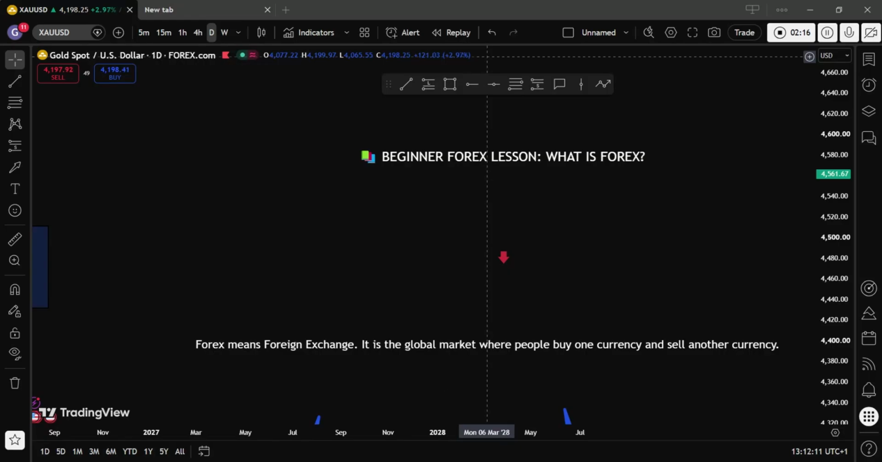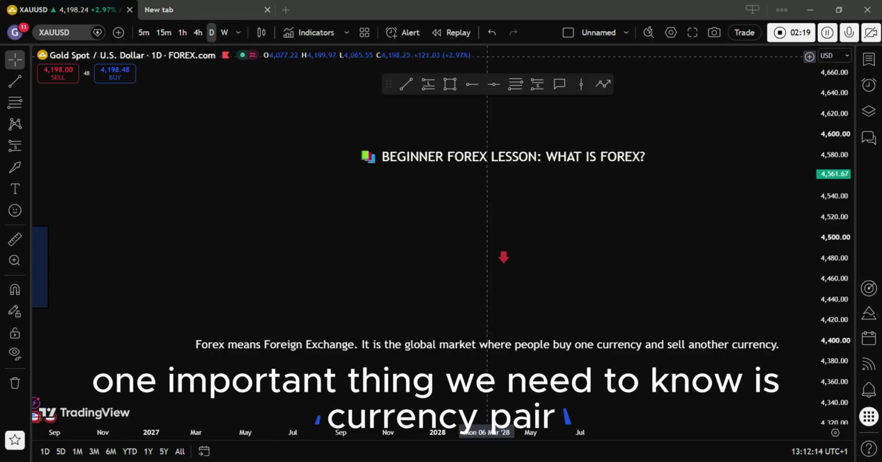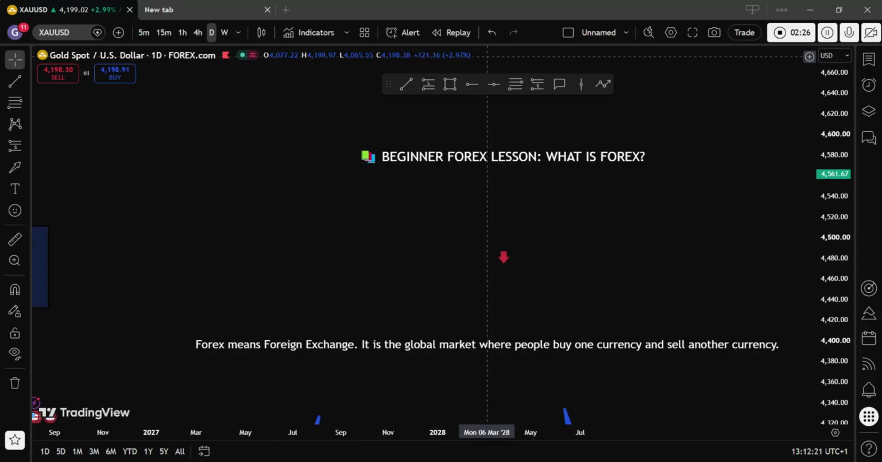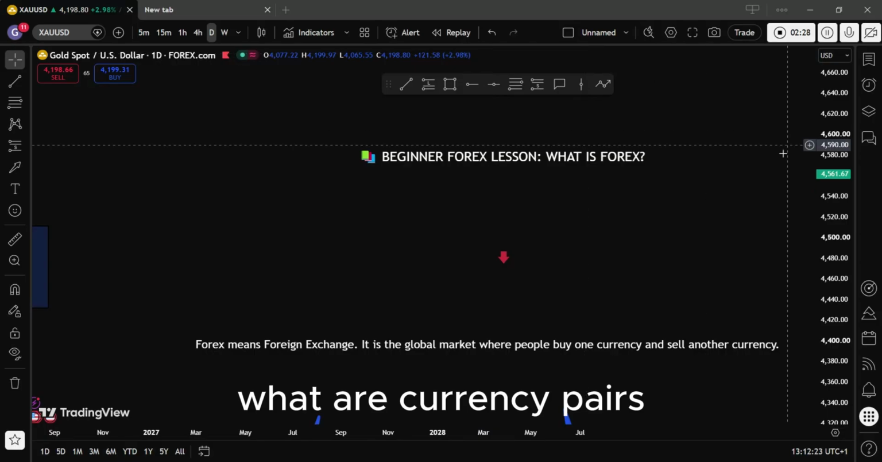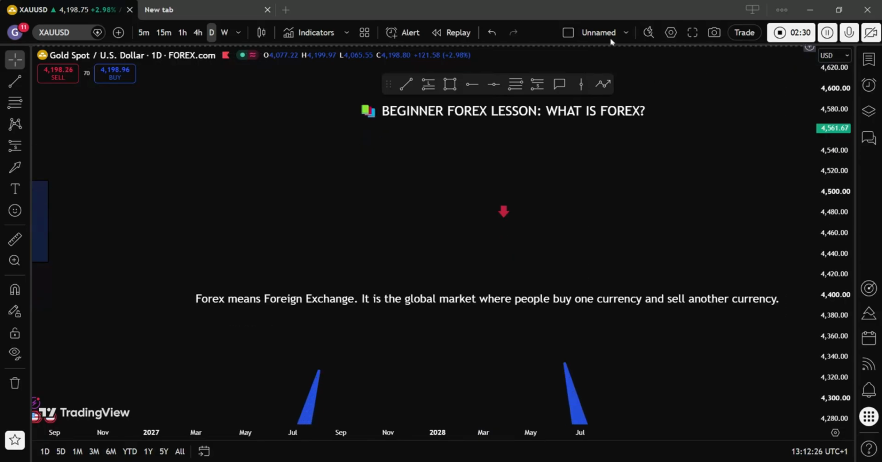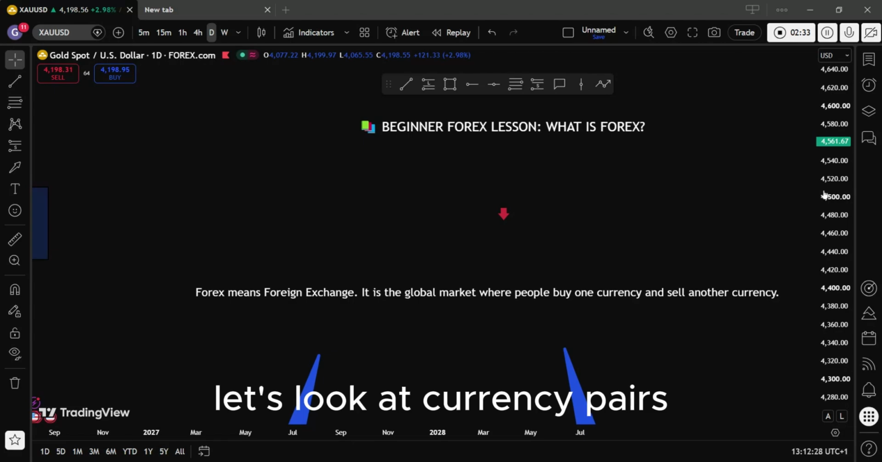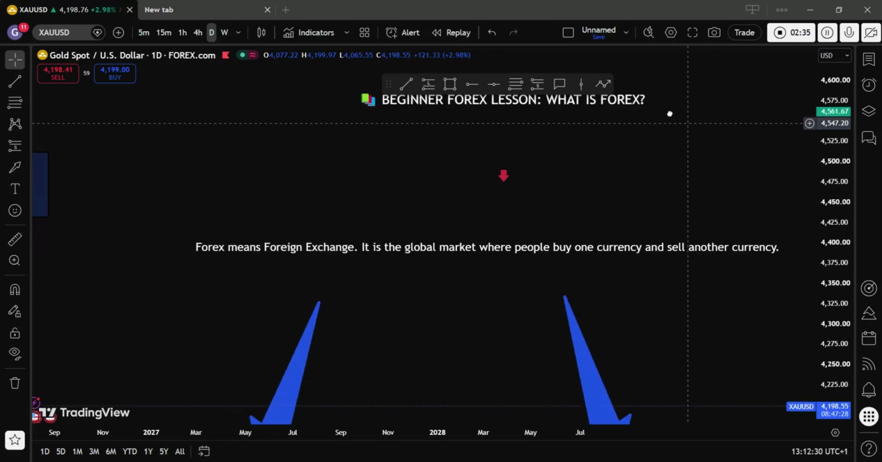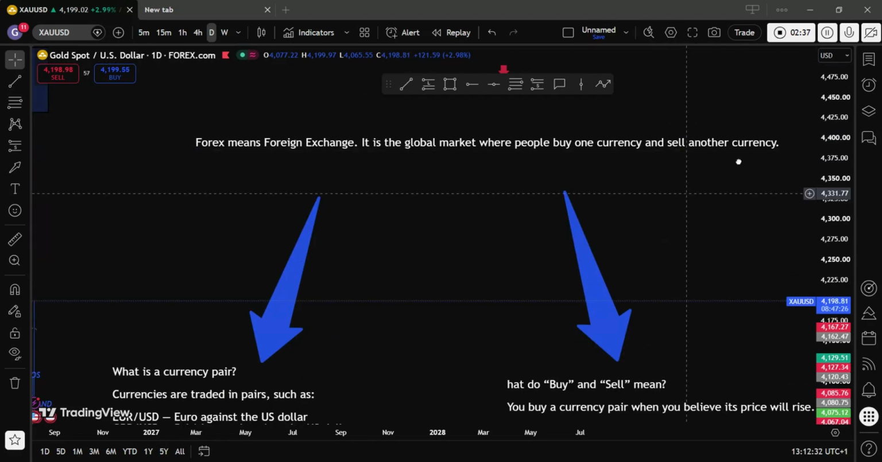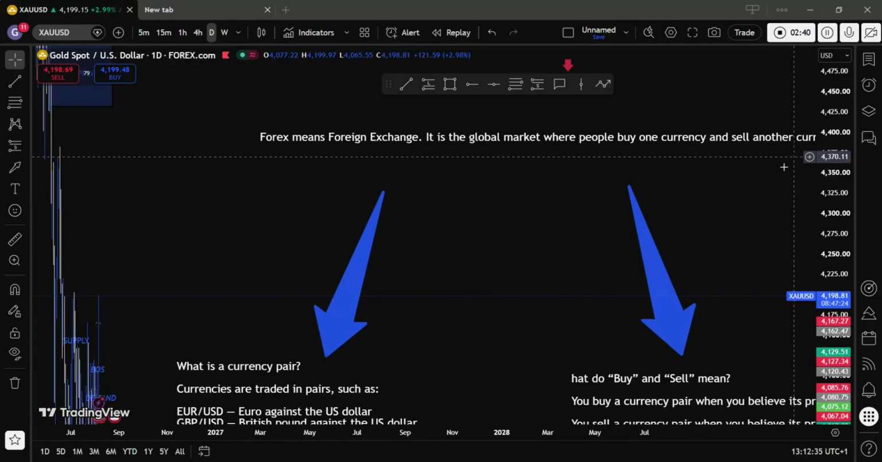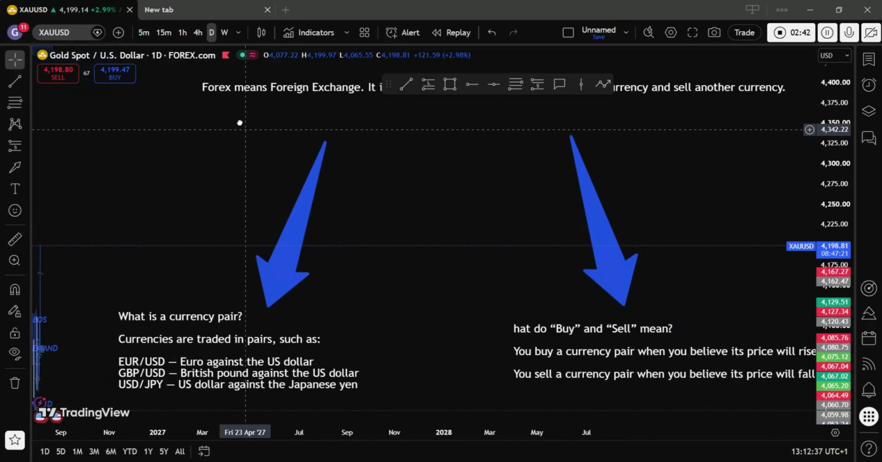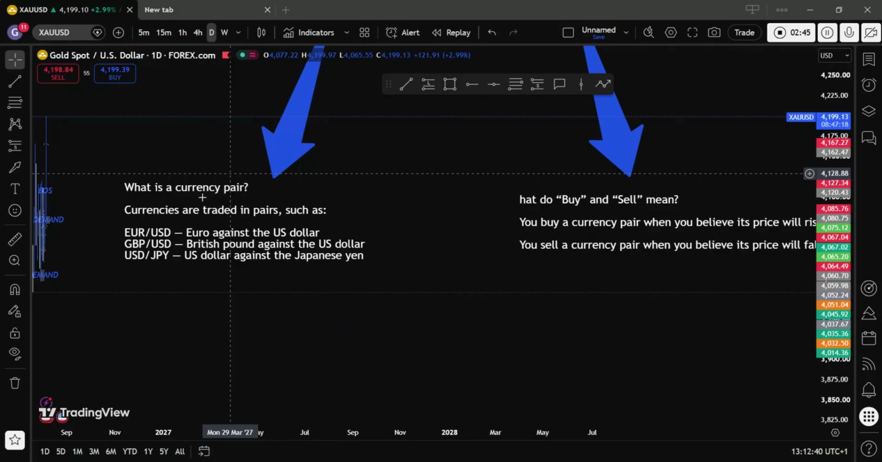So one important thing we need to know is currency pair. What are currency pairs? Let's look at currency pairs.